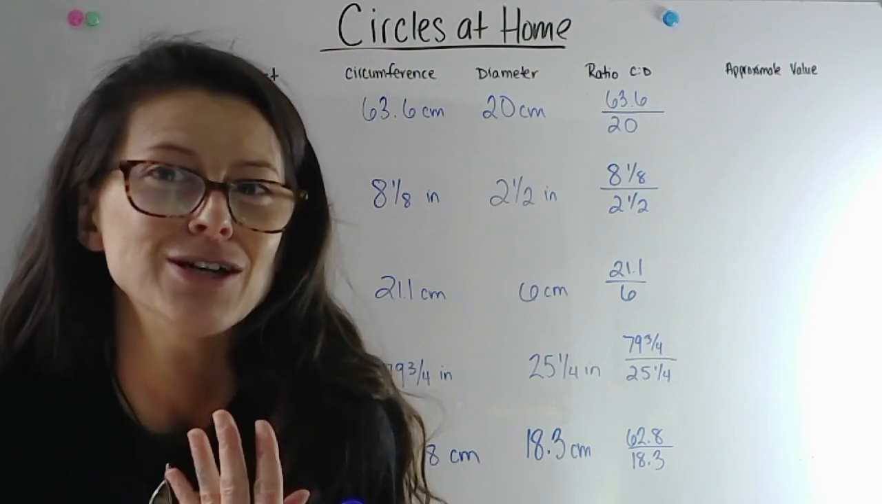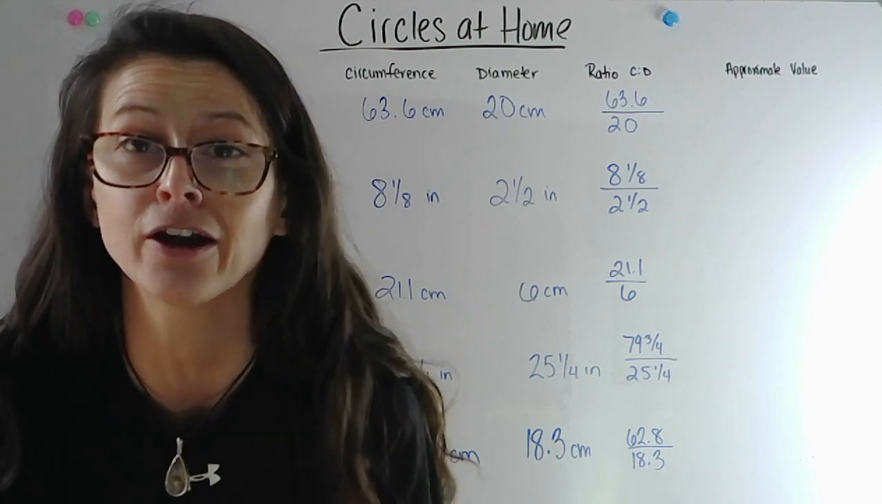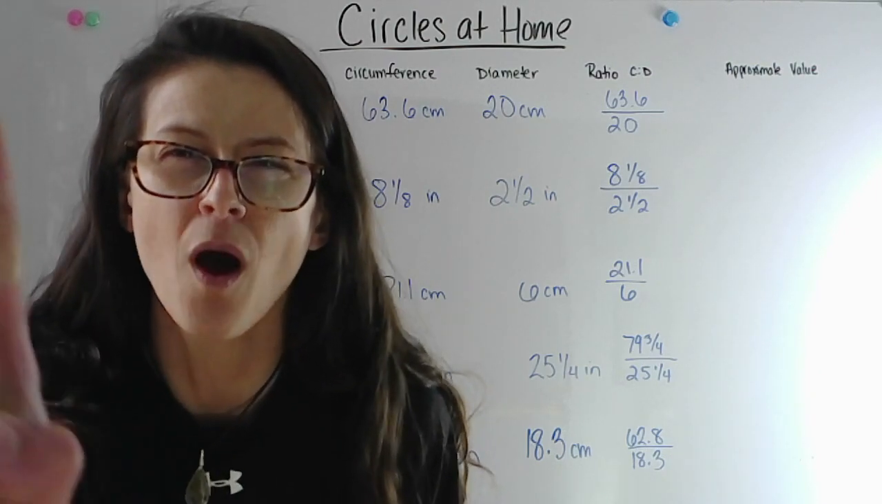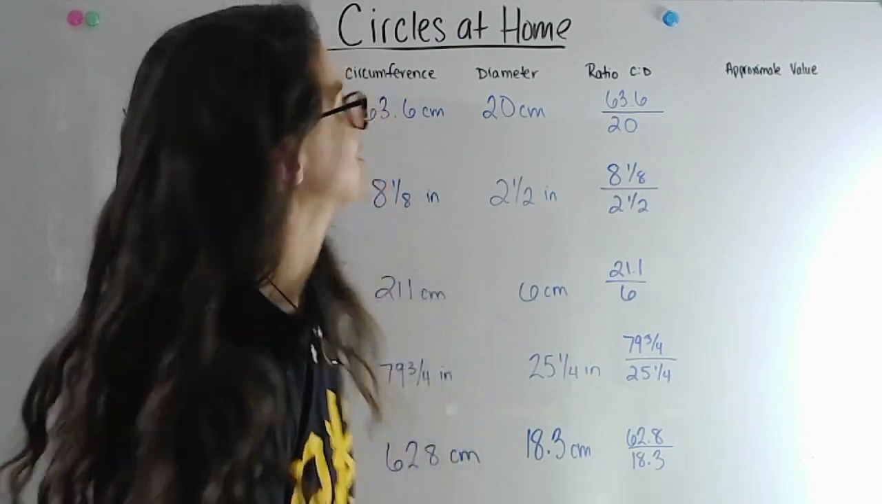Now remember, I measured it, so there's going to be a little bit of error. So for that reason, I'm going to round to the nearest tenths place. That's 1 place value after the decimal.